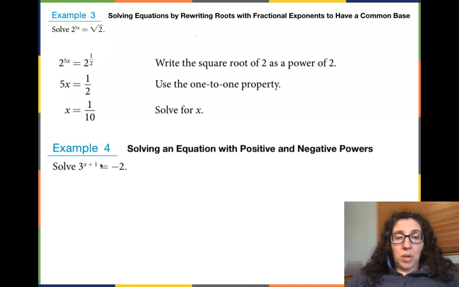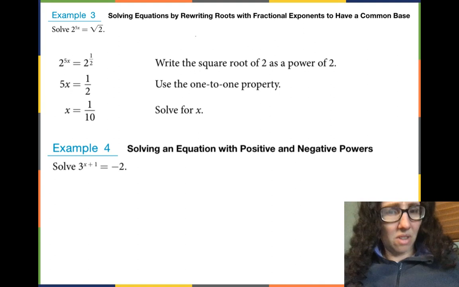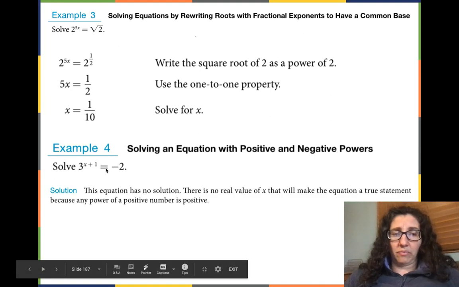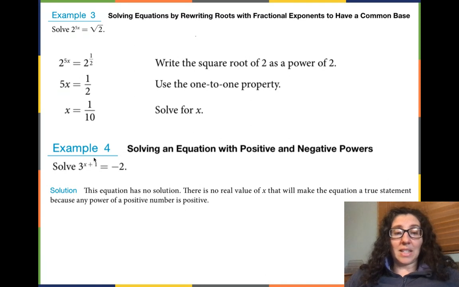How about this? 3 to the x plus 1 equals negative 2. Can we rewrite this in any way so that they have the same base? No. And let's just think about this for a minute. 3 to some power equals negative 2. Is there anything that could make that true? 3 to any power? No. This has no solution. Okay. There's no value of x, no real value, that's going to make this a true statement, because this to any power is going to be a positive number, right? Even if this exponent became negative, it could be like 1/3 or 1/9 or something like that, right? But there's no way that this is going to become a negative number. So there is no solution to this exponential equation.